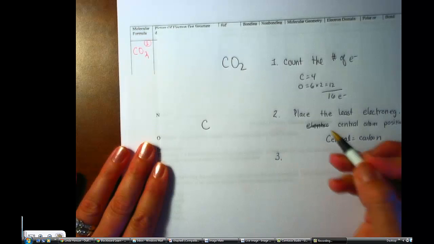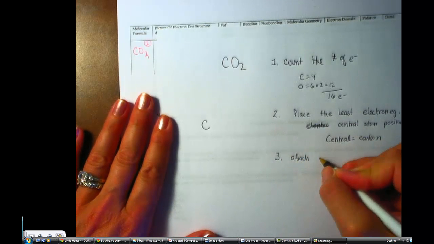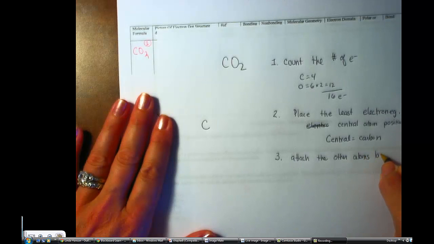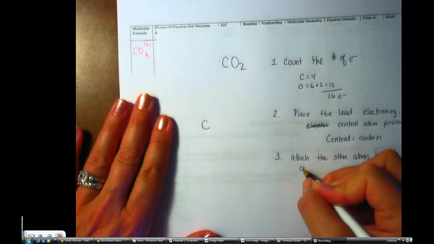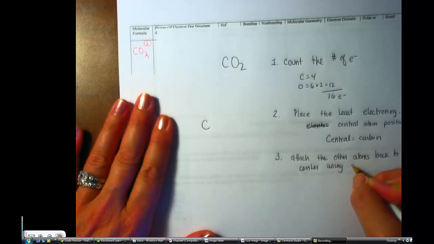The third step here says, attach all other elements back to the central atom using a single bond. Attach the other atoms back to the center using single bonds.